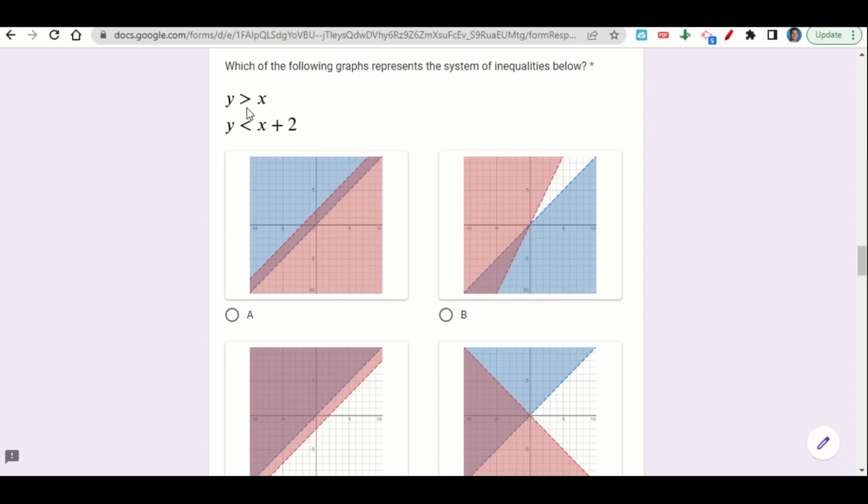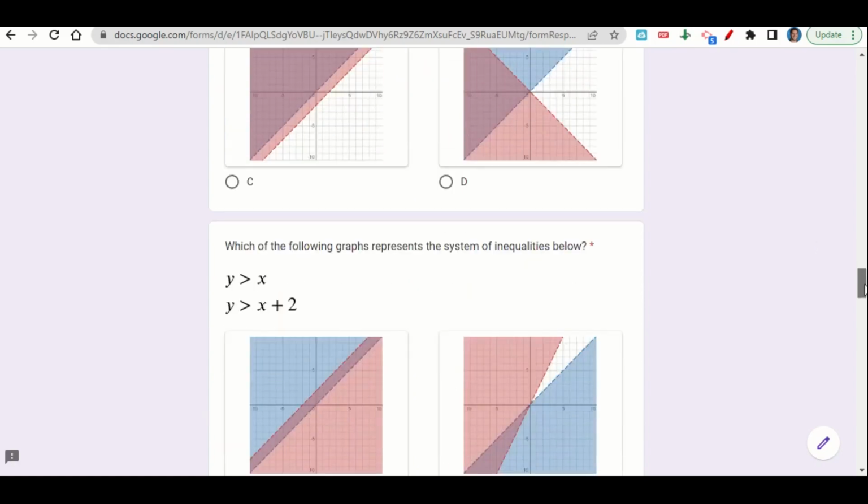And I want greater than this line here. So I need everything shaded above. So that would be this. So that part's good. And then I want less than the red line. So everything here. So this would be correct. This one would not because it's shaded above the wrong one. So it's this one here.